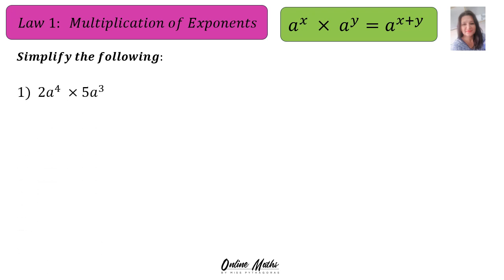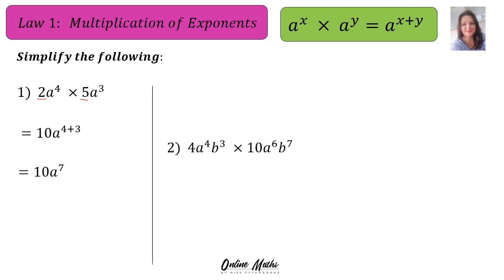On number 1, the first thing that we will deal with will be the coefficients, and this is just normal numbers, and you will say 2 times 5 is 10. And then in terms of the bases, since it's multiplication, the bases are the same, we add exponents, and therefore it's a to the 4 plus 3, and the final answer 10, a to the 7.